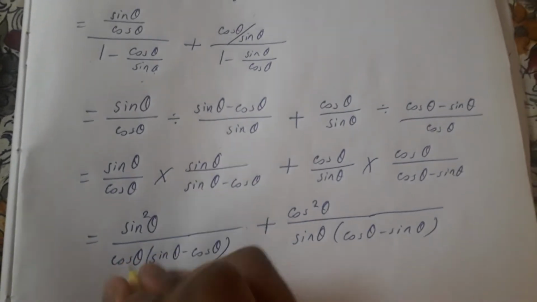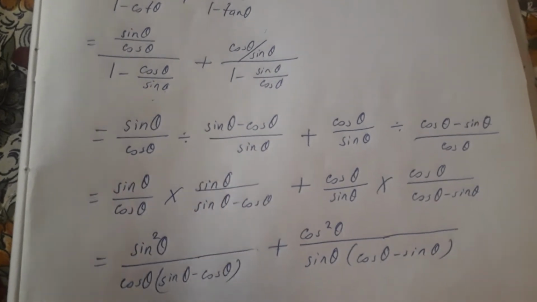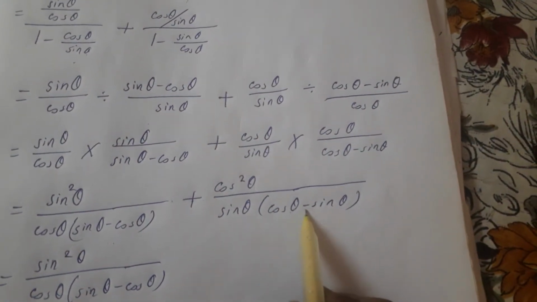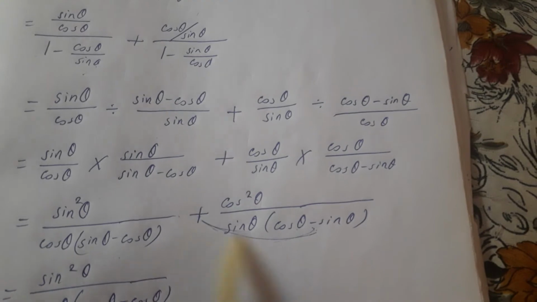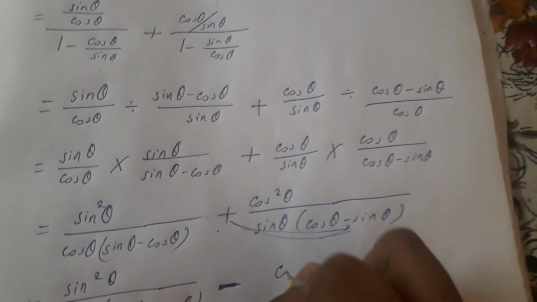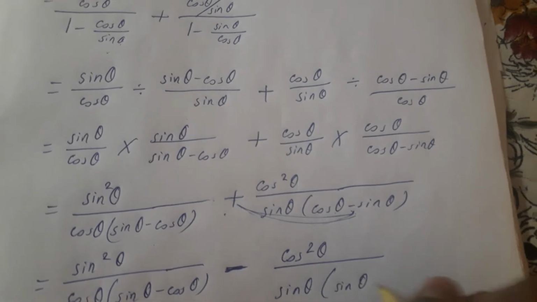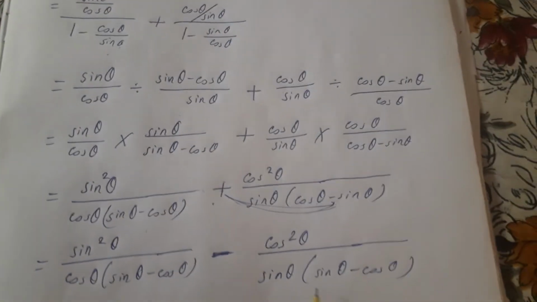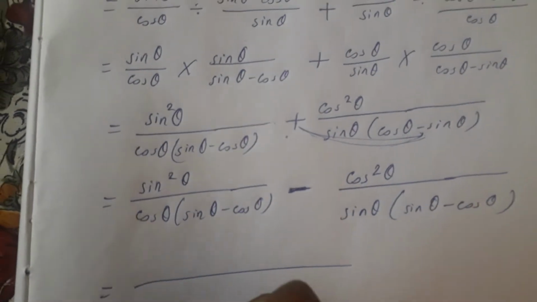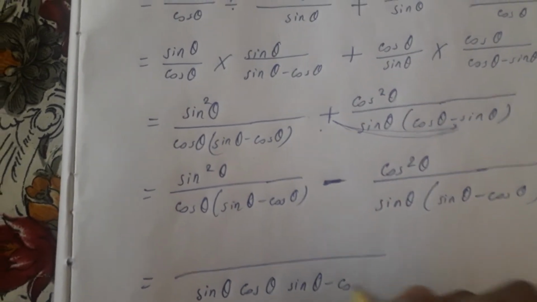Now see, sin square theta divided by cos theta into sin theta minus cos theta. I have taken out this minus sign here. Now see, cos square theta divided by sin theta, and this will be sin theta minus cos theta. The minus I have taken out here. Now take the LCM, sin theta cos theta into sin theta minus cos theta.